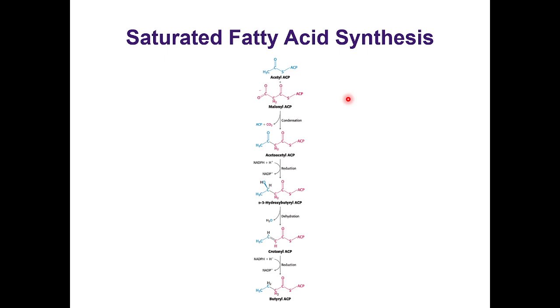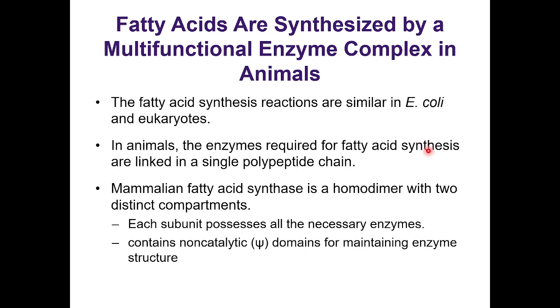This is going to be your saturated fatty acid synthesis, and this just sums up that same reaction we just looked at. That's all it is, okay? Into a single pathway instead of text. So the fatty acid synthesis reactions are going to be similar in E. coli and eukaryotes. In animals, the enzymes required for the fatty acid synthesis are actually linked in a single polypeptide chain. The mammalian fatty acid synthase is going to be a homodimer with two distinct compartments. Each subunit possesses all the necessary enzymes.